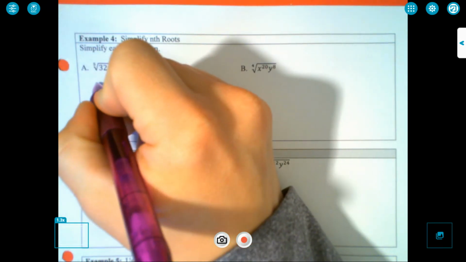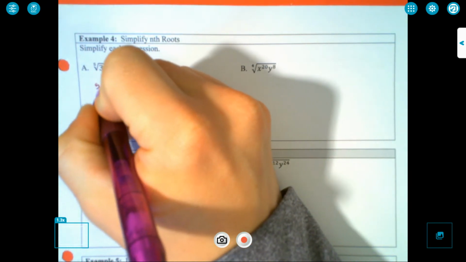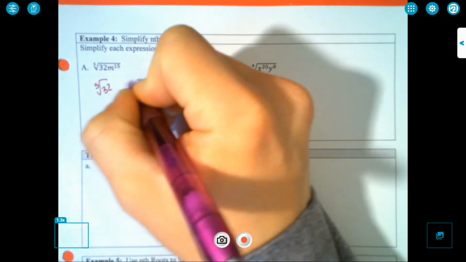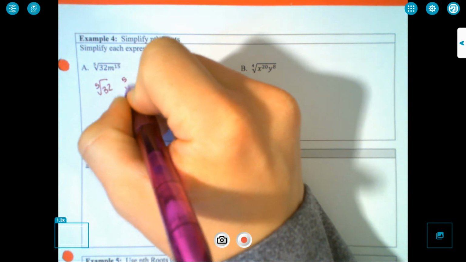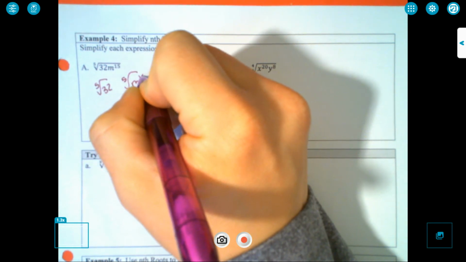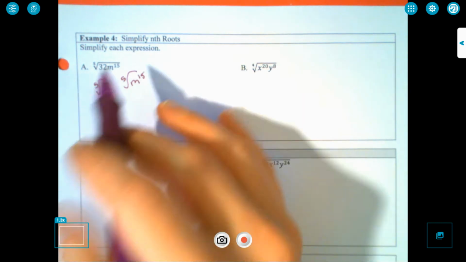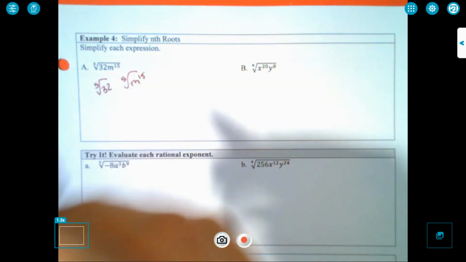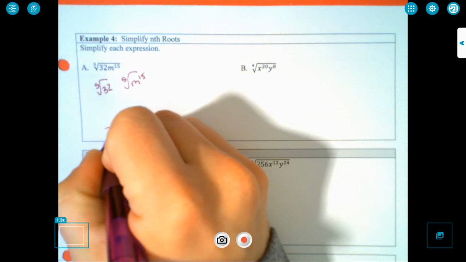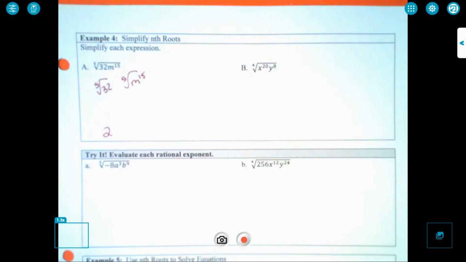What I personally like to do is break this down into two separate parts. So I've got the fifth root of 32 and the fifth root of m to the 15. That right there is totally legal. You can totally break these down into separate parts. The fifth root of 32, we've already done a couple times. That's just going to give me 2. So we're good right there.